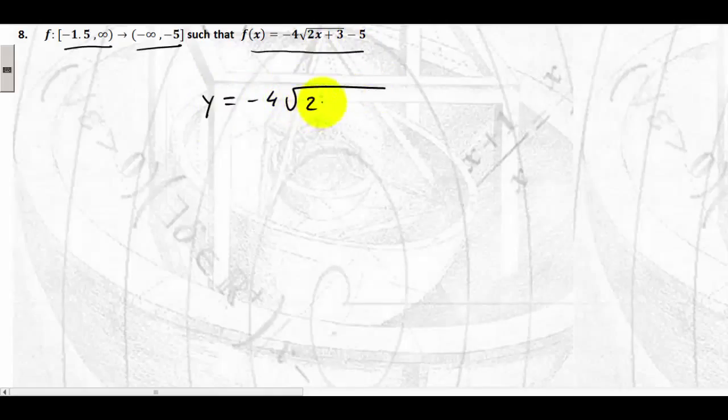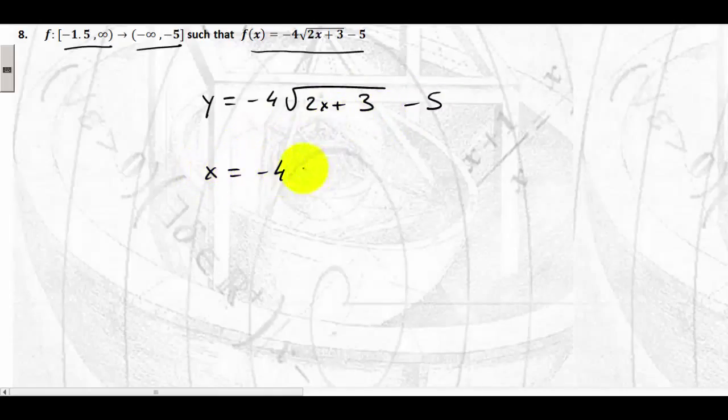I'm going to do number 8 now. That's the last example I'm going to do. You're going to do number 9, which is a little bit more challenging, I think. Number 8 rather, sorry. For f, this is a domain and this is a range. I'm not sure why, we'll see why, okay? I need to find the inverse, so this is the given function: negative 4 square root of 2x plus 3 minus 5. And the first step is to switch x and y.